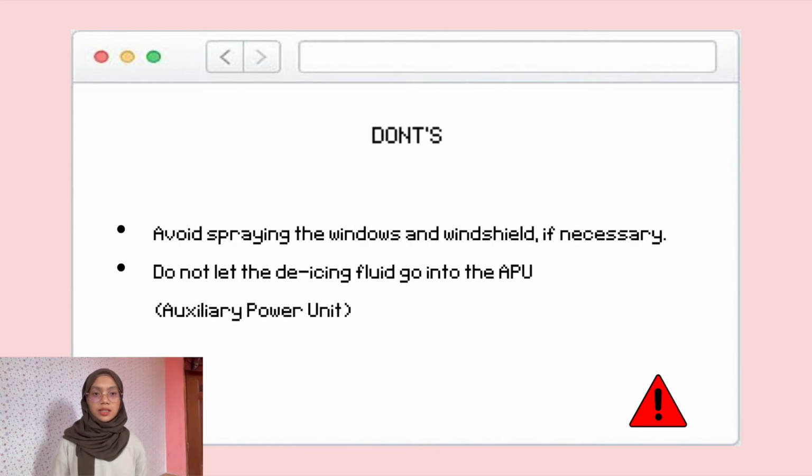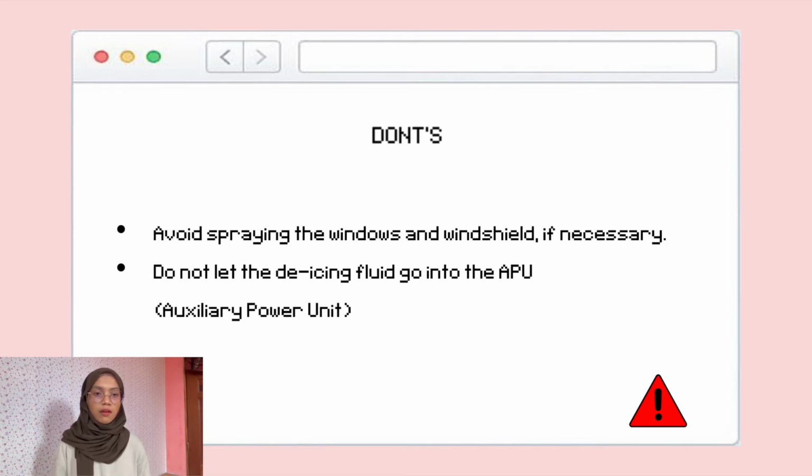The next one is the don'ts in de-icing, the things that you have to avoid when you are de-icing an airplane. So the first one is avoid spraying directly towards the windows and its windshield if necessary. This is because de-icing uses a fluid, which is propylene glycol, that is heated to a temperature of 140 to 150 degrees Fahrenheit. The high temperature can cause severe damage to the equipment.